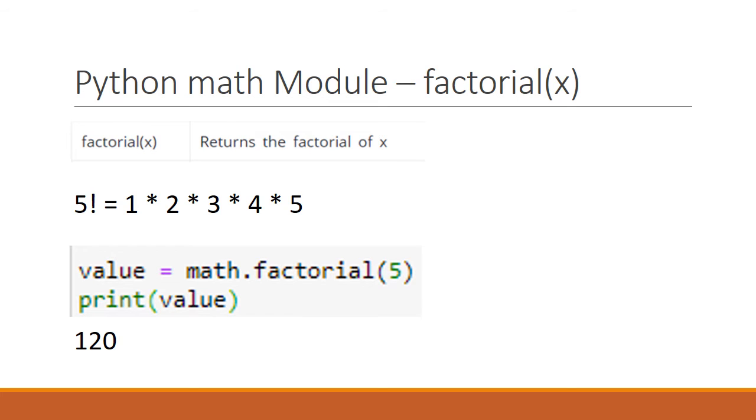Let's consider the math function factorial. So factorial accepts a value for x, and it calculates the factorial of x. So if we call the function with the argument 5, 5 is passed into the parameter x. The function calculates the factorial of 5, which is 1 times 2 times 3 times 4 times 5, and returns 120.